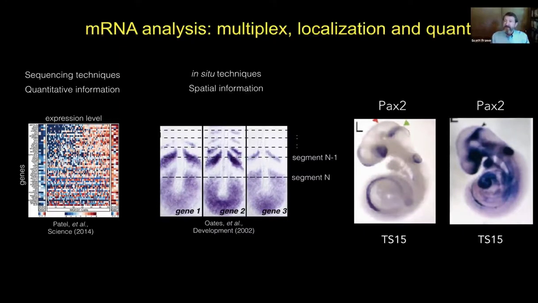To the right is the problem we have with normal in situ analyses, where this is the same gene, PAX2, at the same stage of development, in the same strain of mouse, and in fact, in the same paper. And depending on how long the reaction was allowed to go with the chromogen, you can see that the patterns can be quite a bit different.